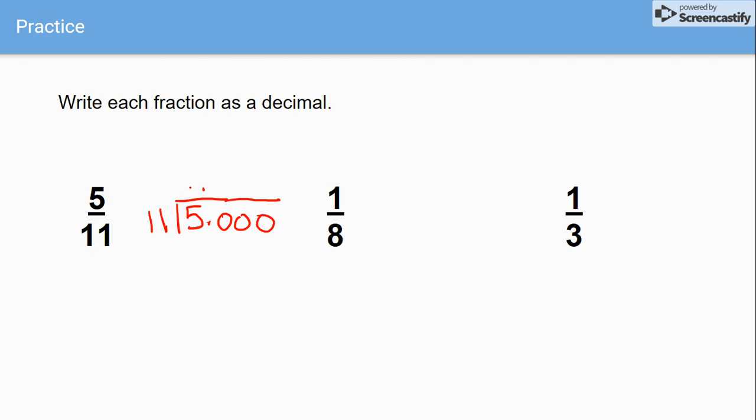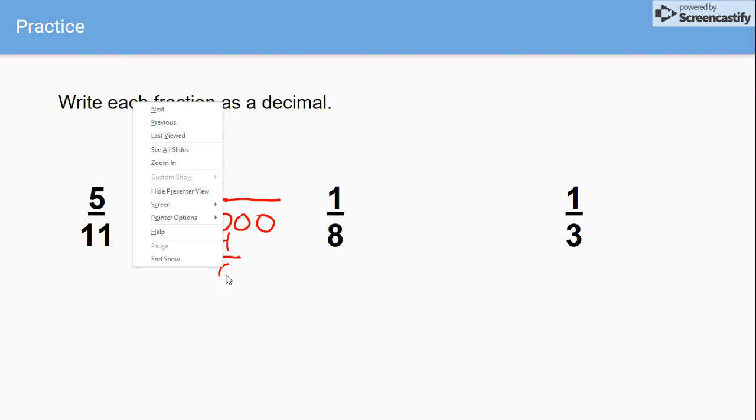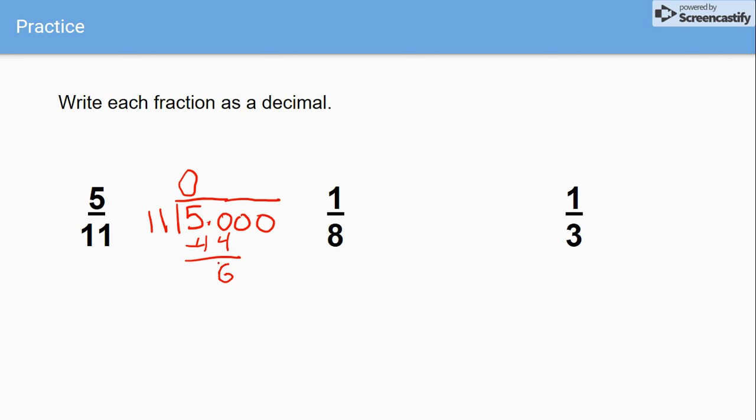So here I go. 11 does not go into 5. I'll put a 0 out here. 11 does go into 50. It goes into it 4 times. And that leaves me a remainder of 6. So I'll put my 4 up here. Remember to bring that decimal up.